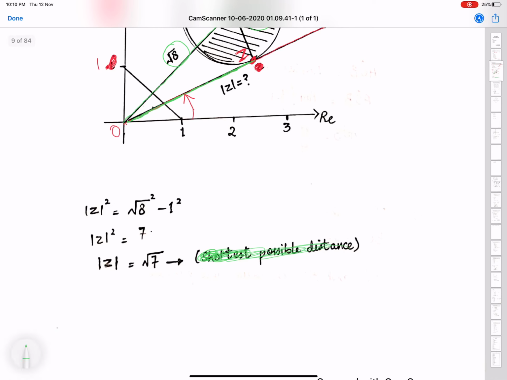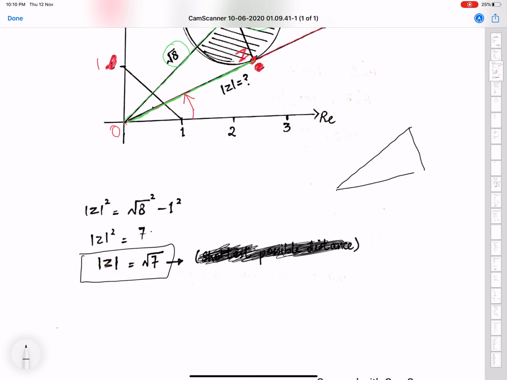Let me erase this. Let me change the color of the pencil. Well, this is the right answer, and let me draw the triangle here. This is modulus z, this is root 8, this is 1, and this is the right angle. Tangent is perpendicular to radius. So by using Pythagoras in this triangle, you can easily get the answer.